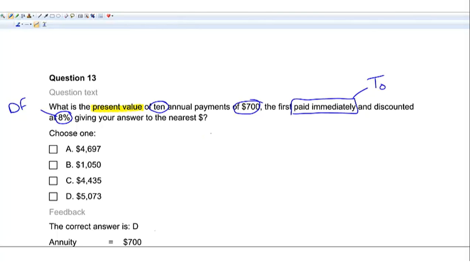Okay, a reminder of some of the basics. When we're asked to calculate the present value of something, we take the cash flow and multiply it by the relevant discount factor that suits the time periods and interest rate given in the question. Firstly, we can slot in the cash flow. The cash flow is an annuity of $700, so there are 10 annual payments of $700.